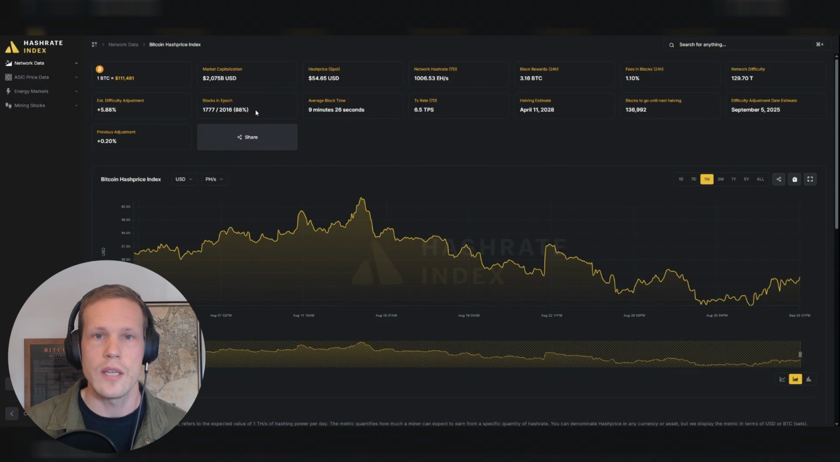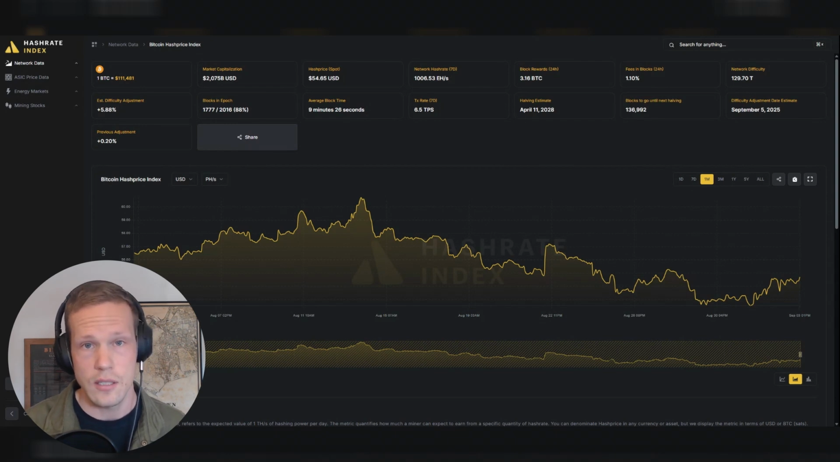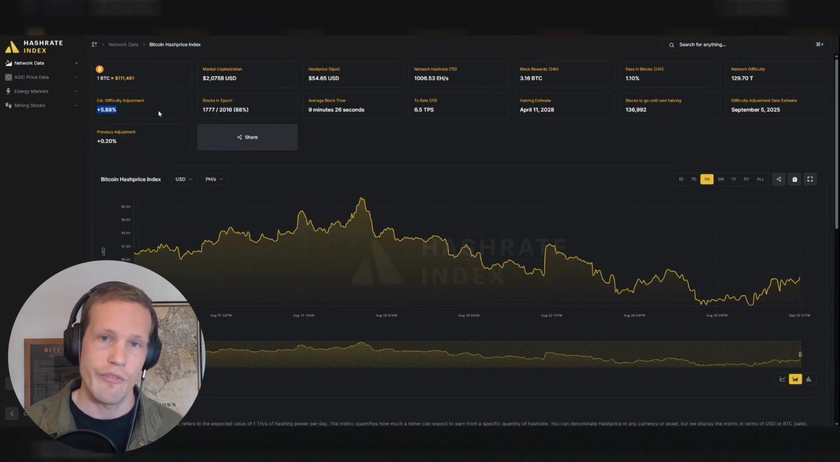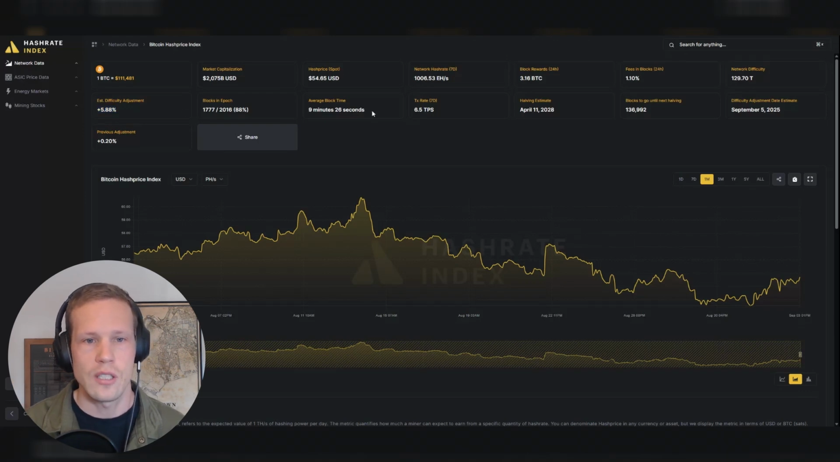Remember, every 2 weeks, difficulty is adjusted. And this, of course, has an effect on the direction that hash price is taking. In this case, difficulty is going to be increased. The network has grown. Blocks have been found more quickly, which means that hash price is very likely going to go down.